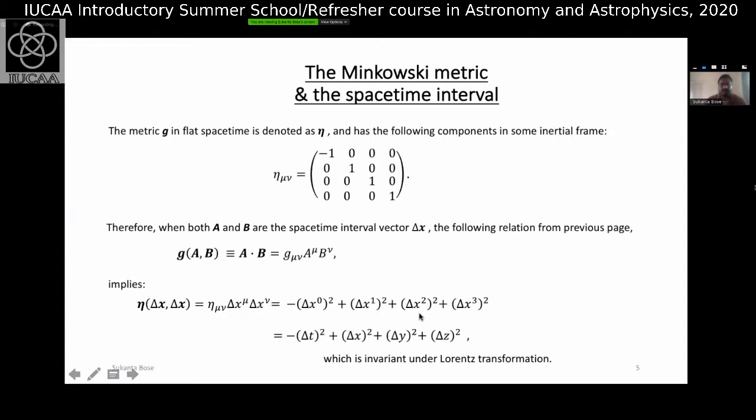In most cases, there will be no ambiguity. If there is, I will clarify it. But here, these 0, 1, 2, 3 are indices. Okay, it's not that we are cubing it here. We are squaring delta x3, or equivalently, we are squaring delta z, by showing this exponent 2 outside the parenthesis. This is exactly what I've written here. So in your delta t, delta x, delta y, delta z language, this is exactly what it is.